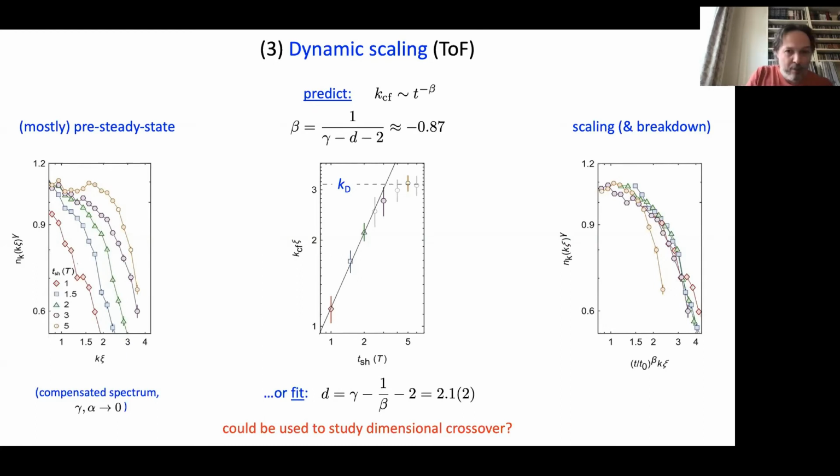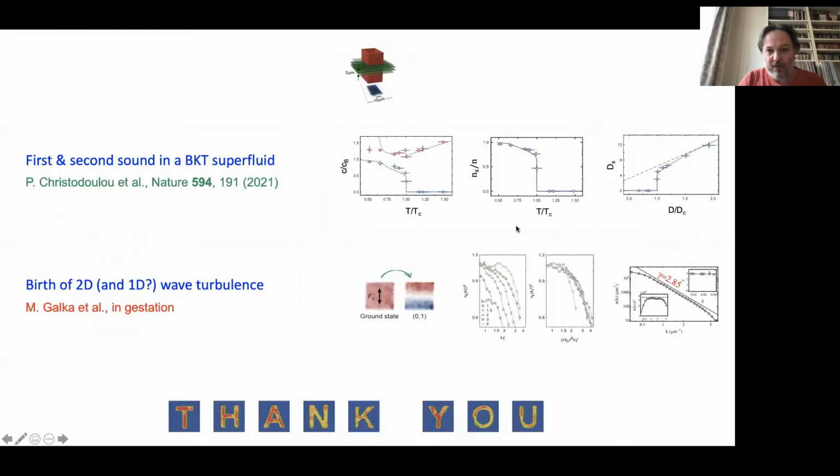And so with that, I hope I didn't run over. With that, I am done. There are two stories. The first one is about linear response, and a very old story about seeing the universal superfluid density jump in a BKT superfluid, also seeing the first and second sound for the first time in any BKT superfluid.